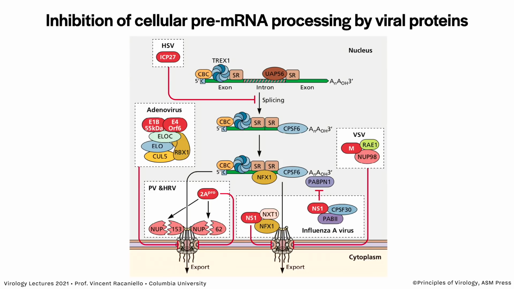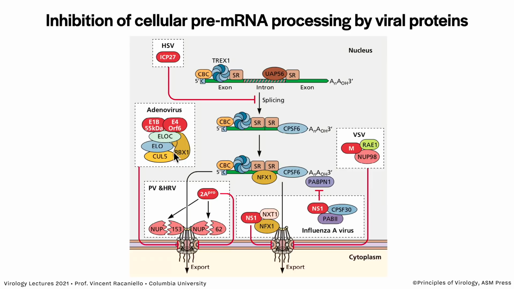Here's an example of the inhibition of cellular pre-mRNA processing by viral proteins. This is a slide we've seen before, right? We have a pre-mRNA with an intron. A variety of cell proteins are binding to it to facilitate splicing. These are part of the spliceosome. And remember, the messages that are spliced then are marked by these proteins, and those are recognized by the nuclear export system to get them exported out of the nucleus. Well, viral proteins can interfere with splicing, and many of them interfere with export.